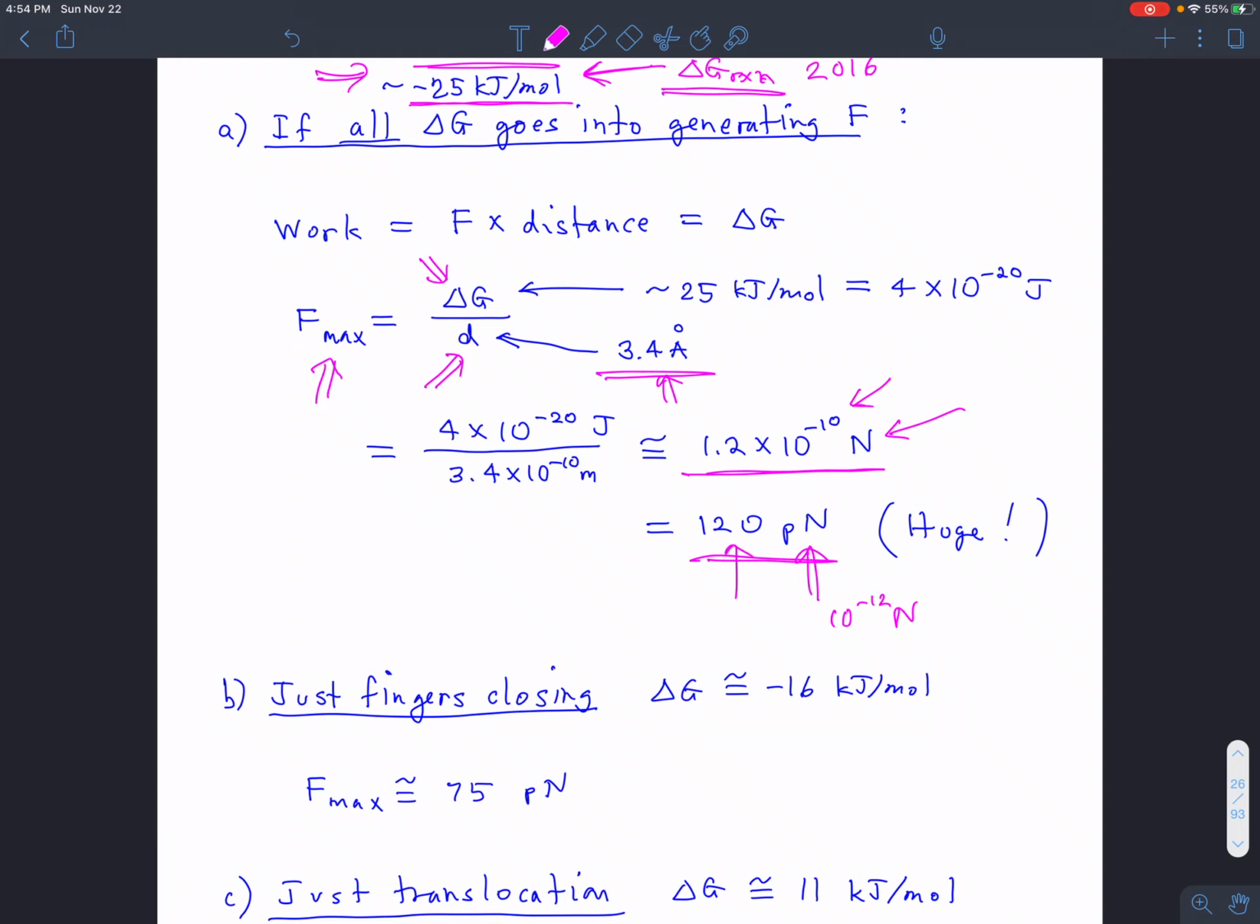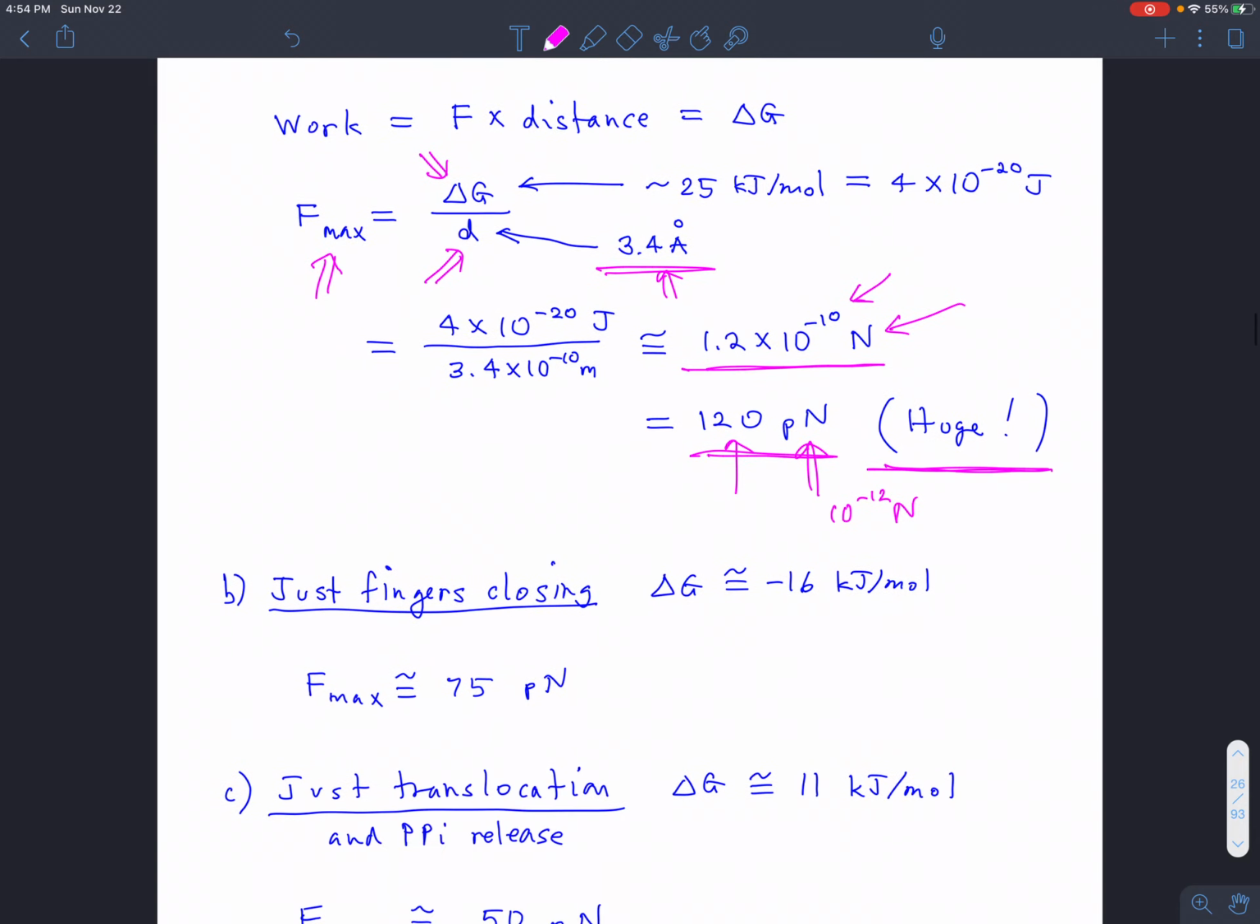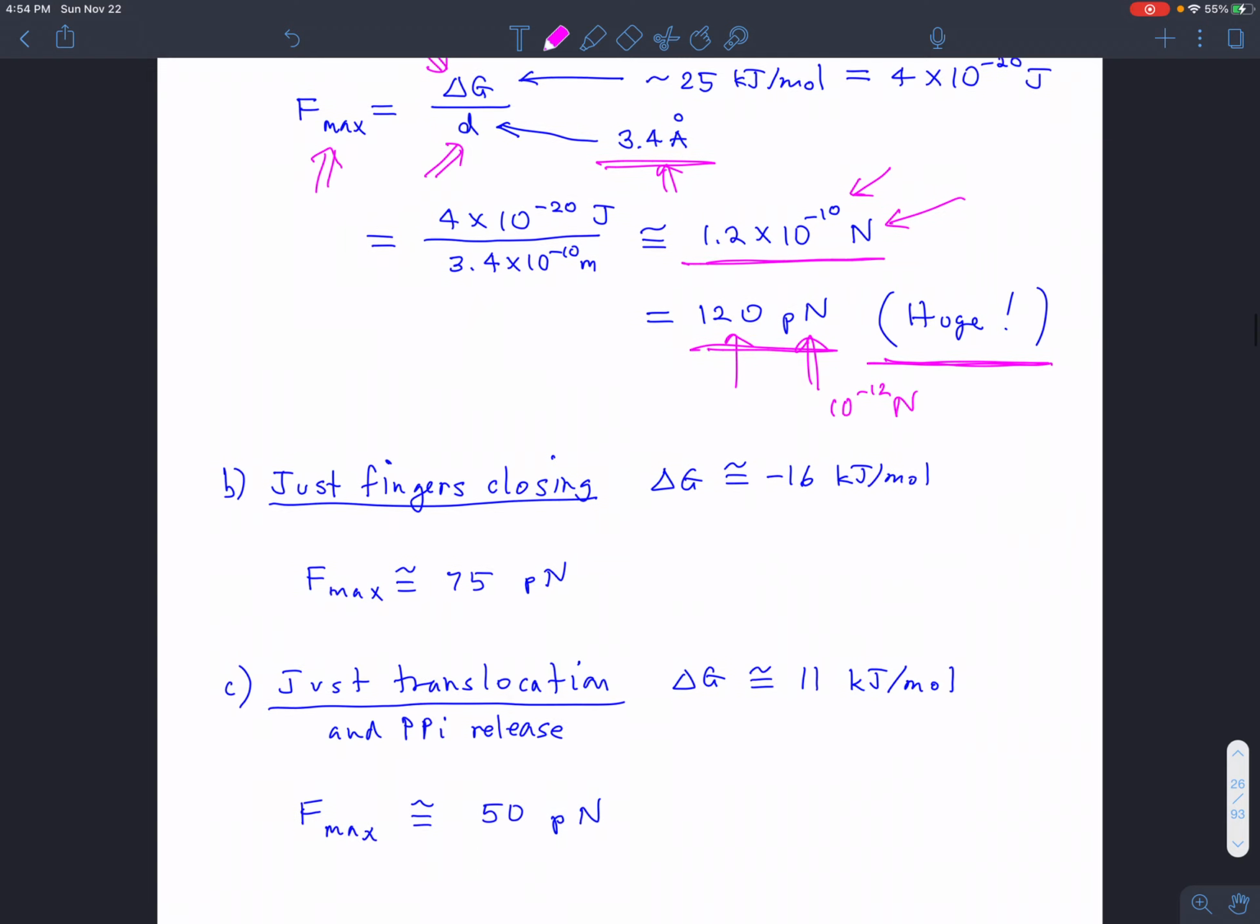How big is that? What's the significance of that? Is that a big force or a small force? It's a huge force. It's too big, in fact. The polymerase doesn't generate that much force. That's enough to start ripping proteins apart, in fact. So let's compare it to some numbers that we know.